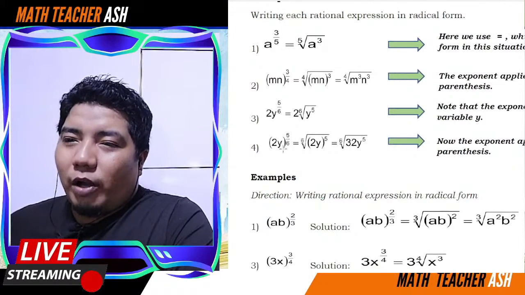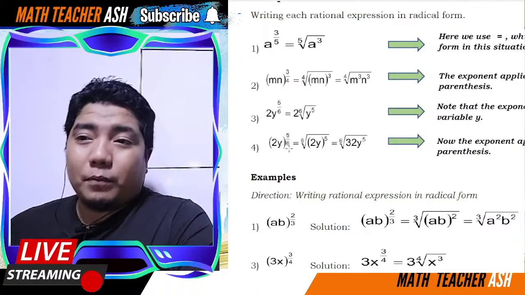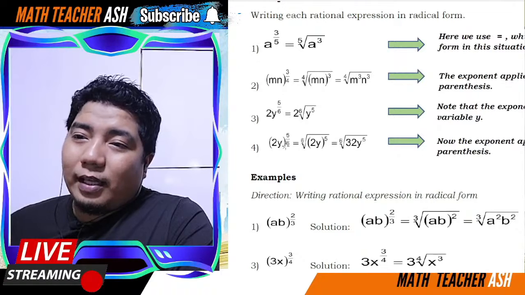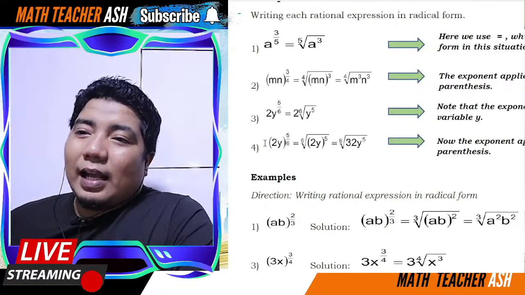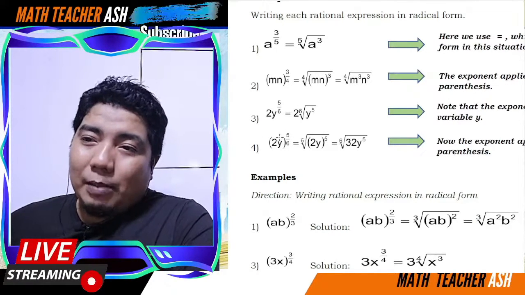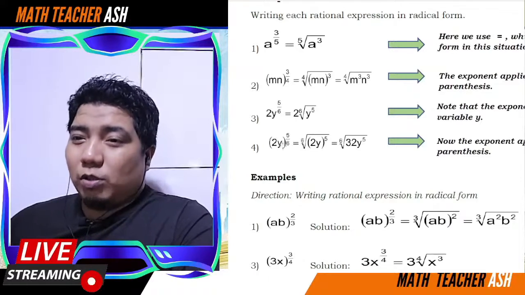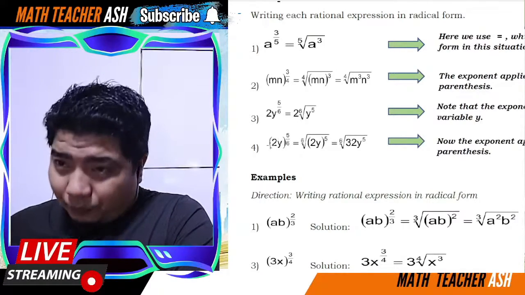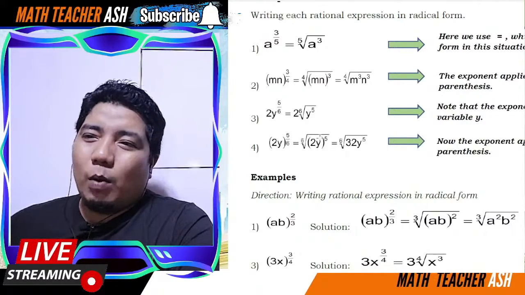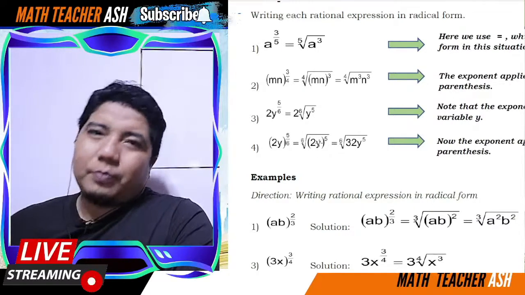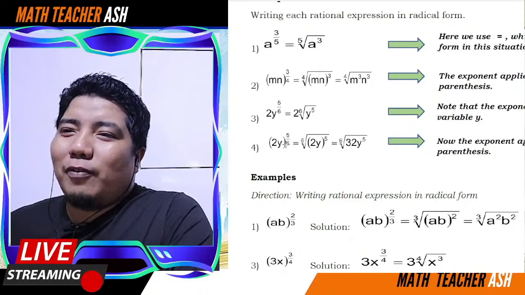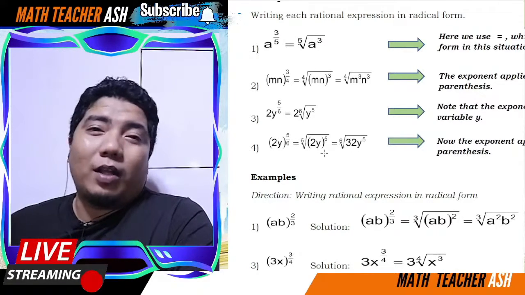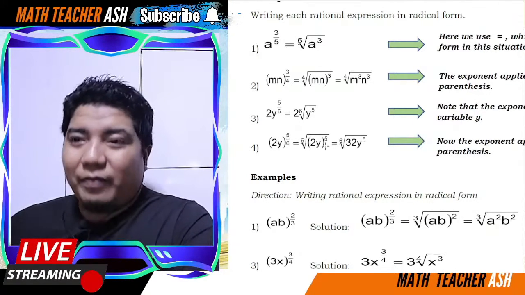Okay, ito naman. What if kung magkasama sila? Therefore, kung naka-quantity ito, ibig sabihin itong 5, kasali si 2 sa kanyang binibigyan ng exponent. So, therefore, pag i-convert natin sila, magkasama silang dalawa sa loob ng radical symbol. So, this will become the 6th root of the quantity 2y to the power of 5.